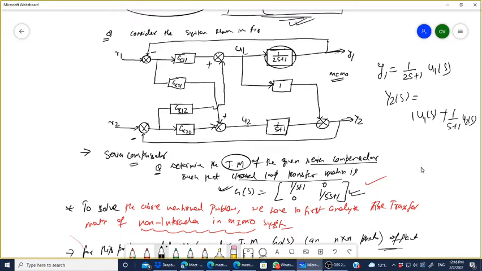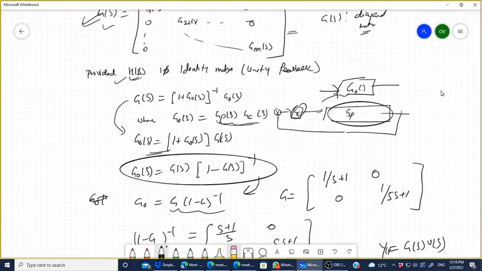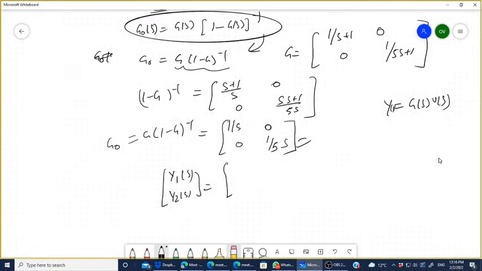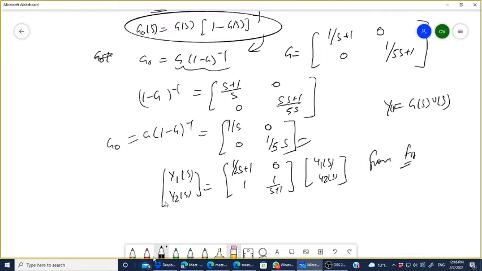So you can write in the matrix form now. It is 0 plus, you can also write u2s, right? Okay. So you can write here 1 upon 2s plus 1, 0, 1, 1 upon s plus 1, u1s and u2s. If I'm not wrong, you can write it like this. Yes or no? This you have written from the figure.